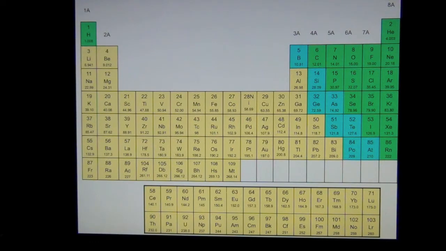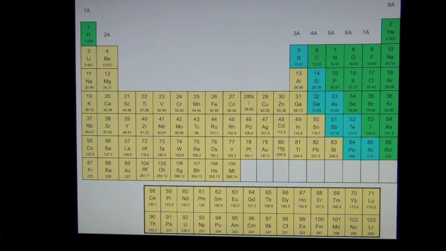If it doesn't start with hydrogen, the next thing you'd like to ask is, does it have a metal in it? Is it one of the elements you see highlighted in yellow in the periodic table in front of you? If so, you're going to be naming an ionic compound, a compound that is between a cation and an anion.